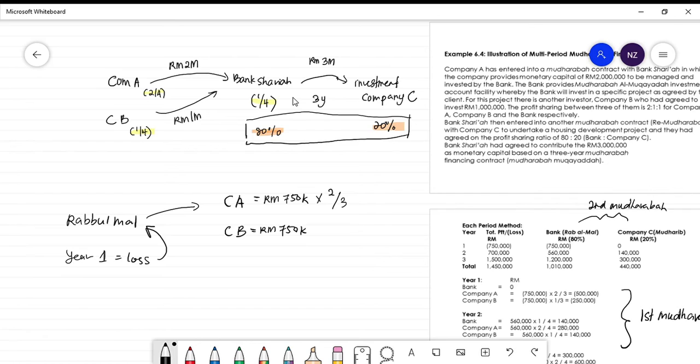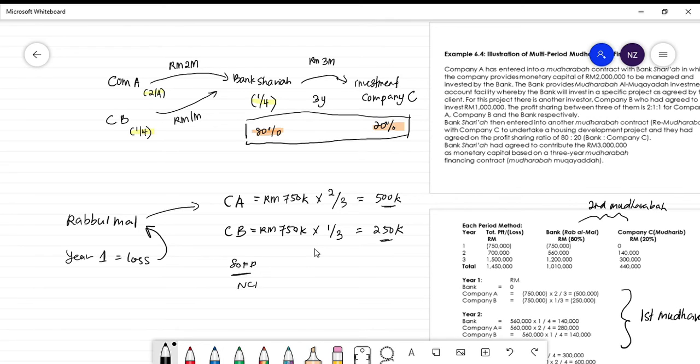So kita dapat 2/3 sebab the loss ni hanya akan di bear by 2/3 and by 1/3 punya ratio. Kan? So bila dah times, you will get like 500k untuk CA and 250k loss for CB. Ini macam biasa lah, the loss here akan ditolak dalam kita punya SOFP.